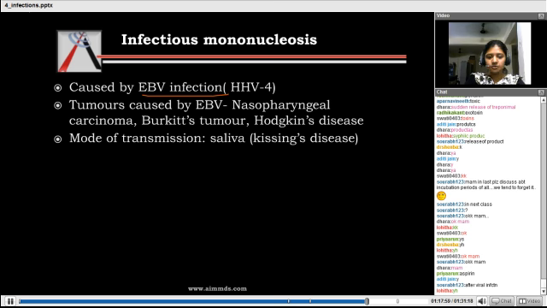Tumors caused by it, you should be telling me. Nasopharyngeal carcinoma, Burkitt's lymphoma, Hodgkin's lymphoma. And it is transmitted by saliva, so that is why we call it a kissing disease.